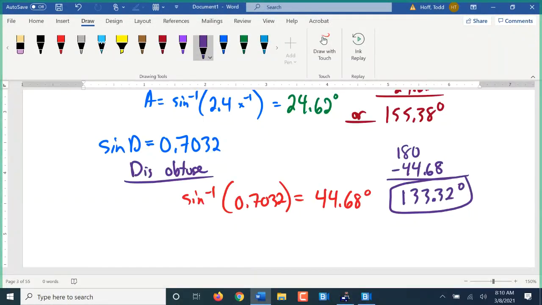Like I said, for the next week or so, we're going to be dealing with right triangles. It's always going to be just what the calculator gives us. With non-right triangles, we have to worry about that second possibility.